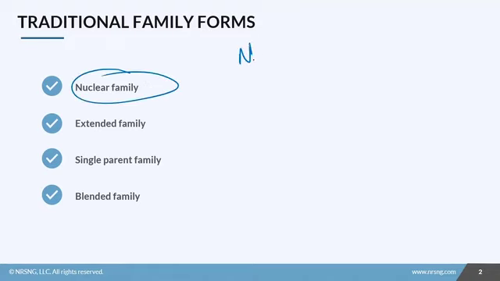So this is your married couple plus your children. And the children have to do two things. They have to be dependent and they have to be biological. And this is your standard family unit.